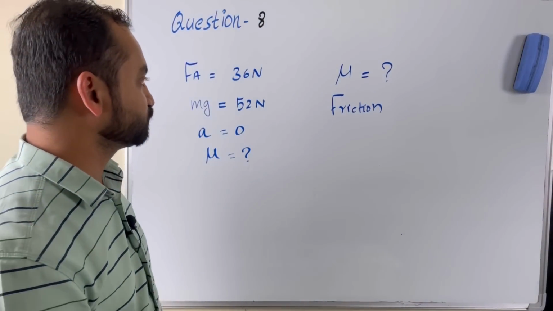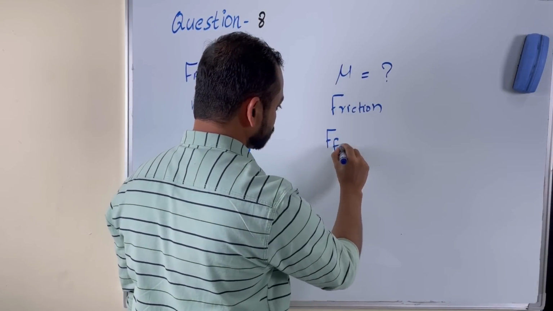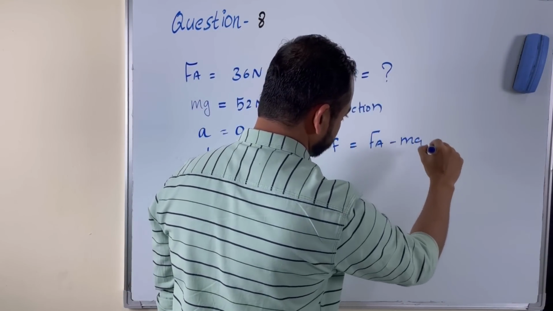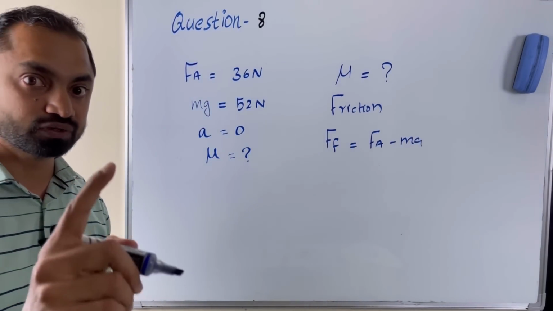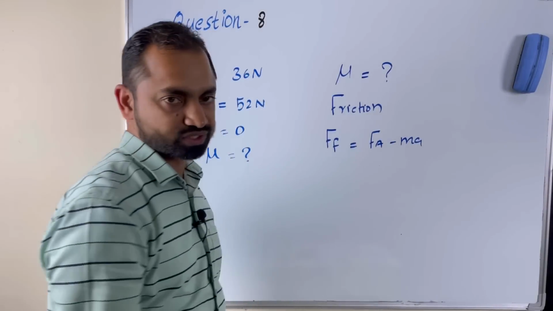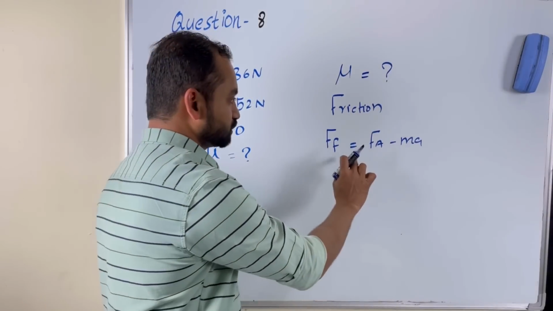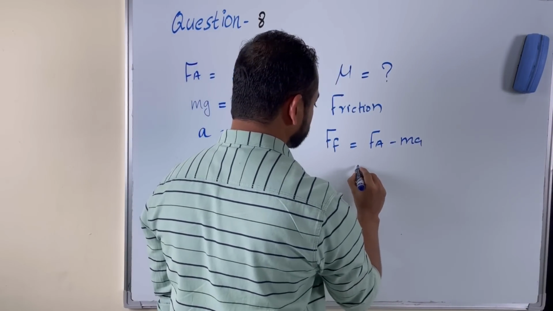How to calculate friction? The frictional force will always be equal to applied force minus net force. Net force is mass multiplied by acceleration, right? So we will write it like that. Frictional force is applied force minus net force. Net force is mass multiplied by acceleration.